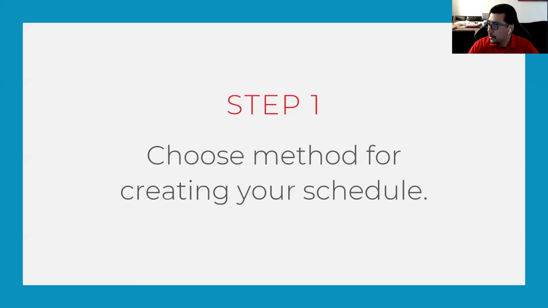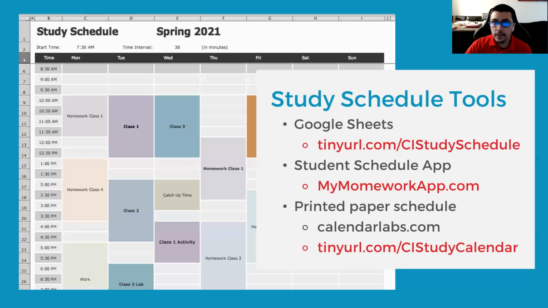All right. So step 1. Choosing a method for creating your schedule is really important. There are different types of calendars that are available for you digitally that you can use. Google Sheets, that's one that I'm pretty sure everybody is familiar with. There's also the Student Schedule app that you can download and have with you on your phone. That'll give you reminders.